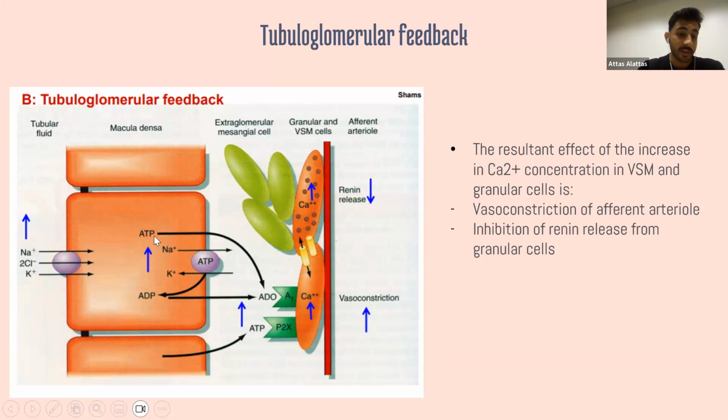interstitium. However, we don't care about the sodium, but we care about the ADP and the ATP. Because this transporter uses ATP and converts it to ADP, the ATP will move to the outside of the macula densa cells, and it will bind to its receptor on the vascular smooth muscles. So once it binds to its receptors, it will cause what?